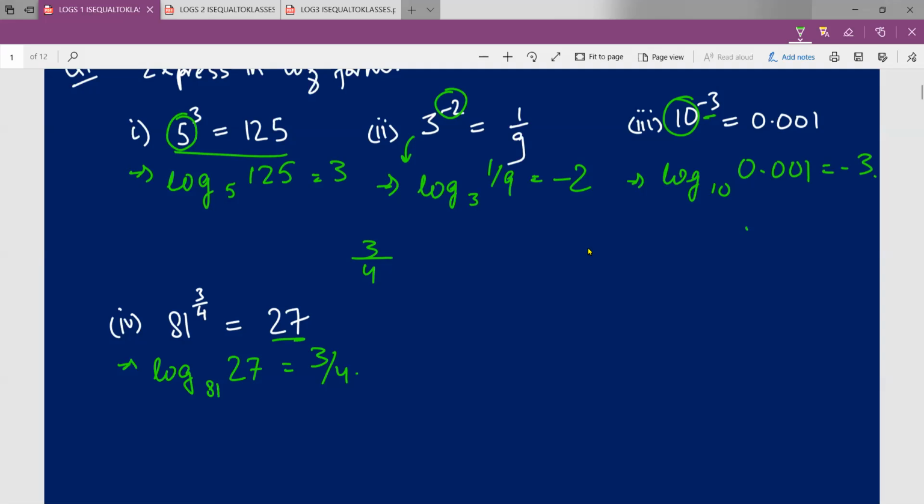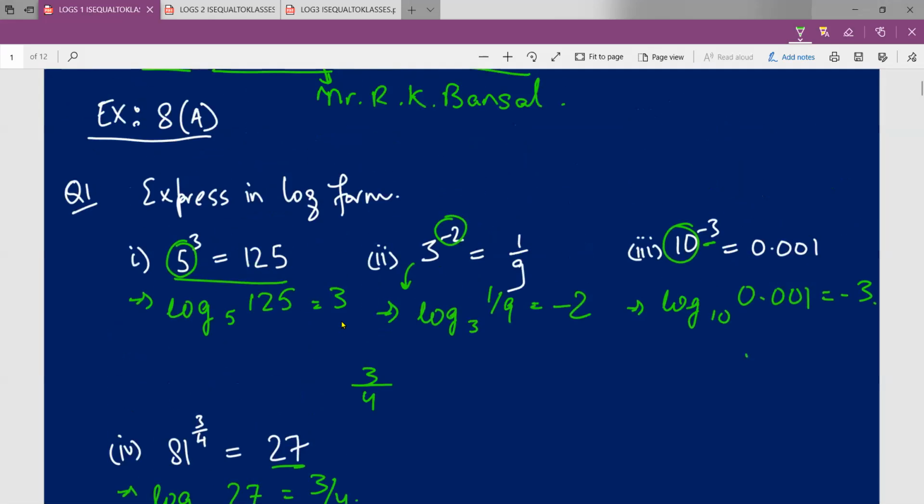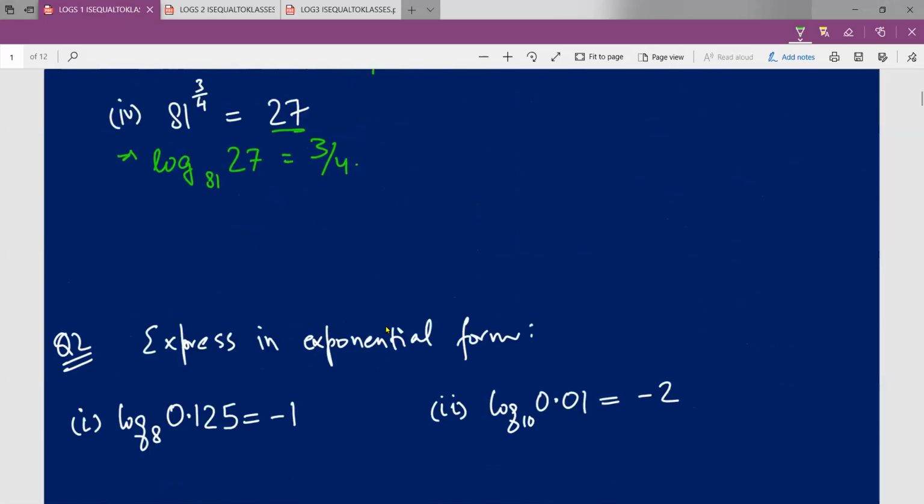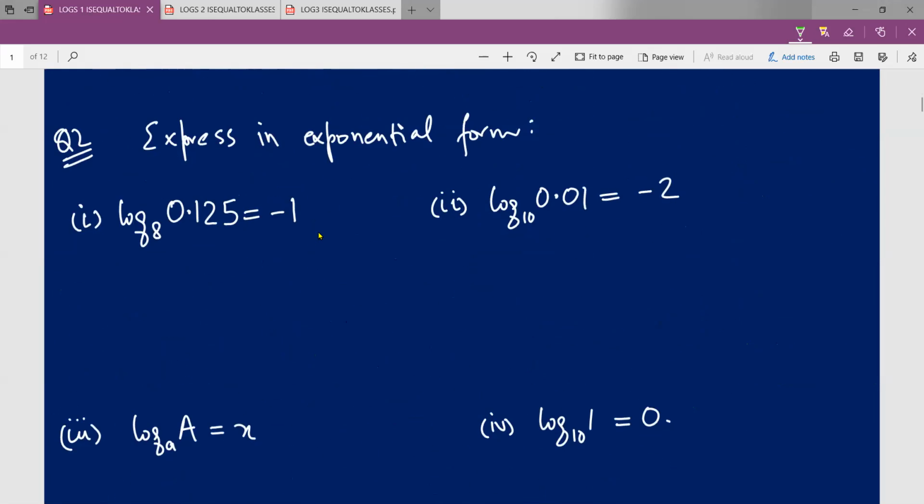Now moving on to the next question. I have done question number 1, all these subparts. So I'll move on to the next question, that is question number 2, express in exponential form.